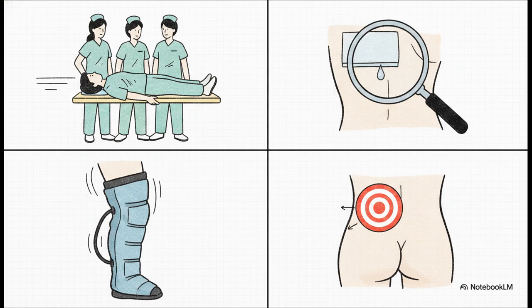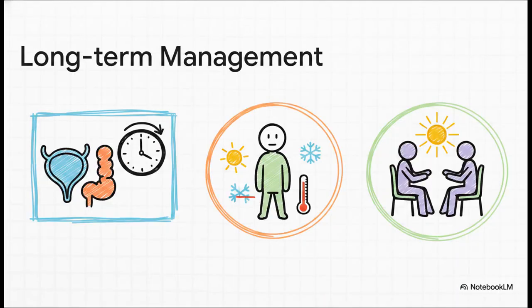Hallmark 19 is aggressively preventing the hazards of immobility. Put on those sequential compression devices to prevent DVTs, and rigorously check for pressure injuries, especially on the sacrum, since the patient won't be able to feel the skin breaking down. And finally, Hallmark point 20, long-term management. Success here is all about strict routines.